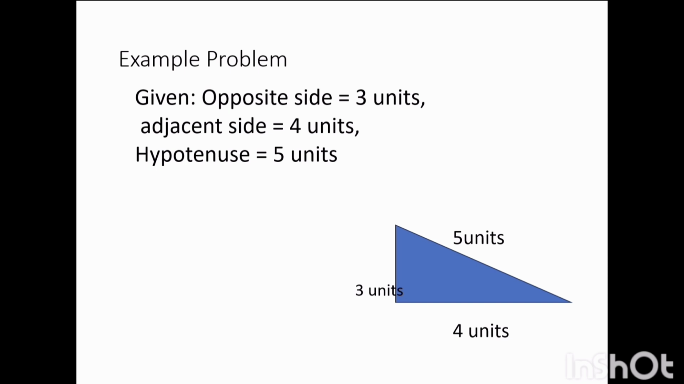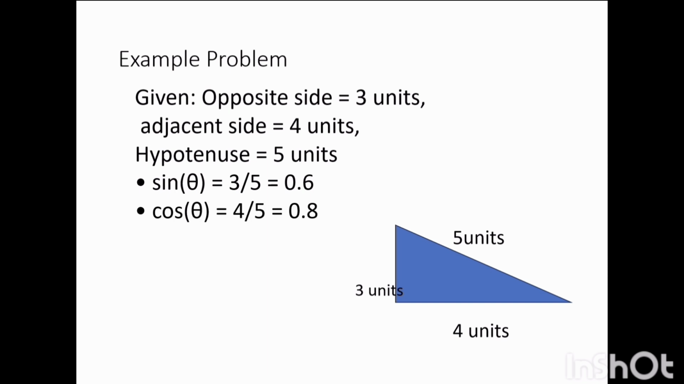Let's try an example. Suppose we have a right triangle where the opposite side is 3 units, the adjacent side is 4 units, and the hypotenuse is 5 units. Let's find sine theta, cos theta, and tan theta. You know that sine theta is equal to opposite side by hypotenuse. The opposite side is 3 units and the hypotenuse is 5 units. So sine theta is 3 by 5.